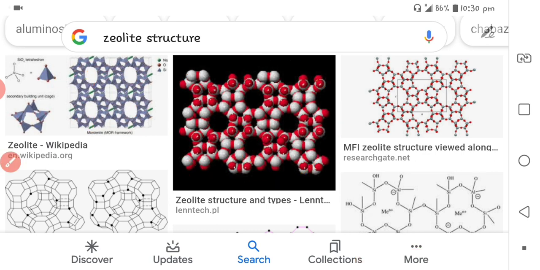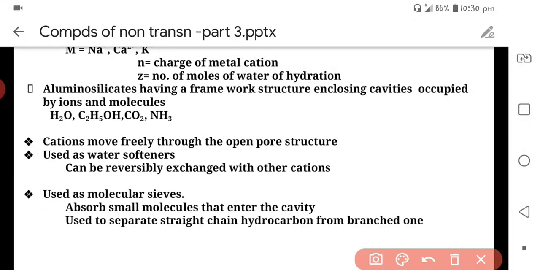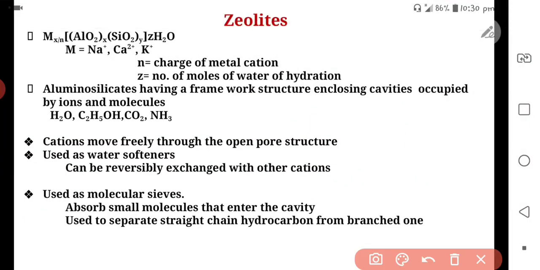Okay, now we move on to the presentation. So this is the second point I have told. The cations can move freely through the open pore structure. Because of this property, the zeolites can be used as water softeners.